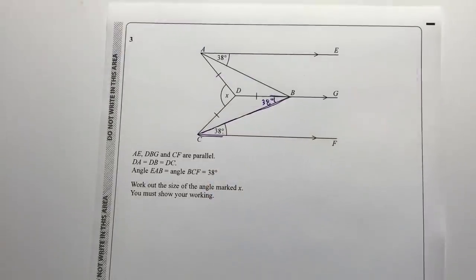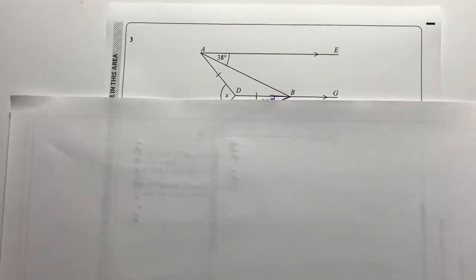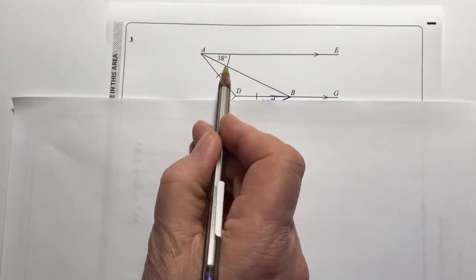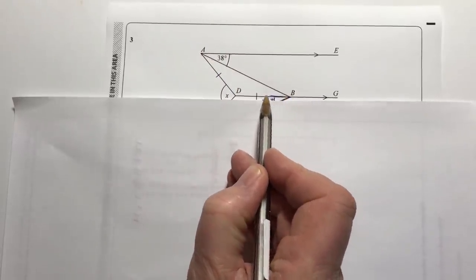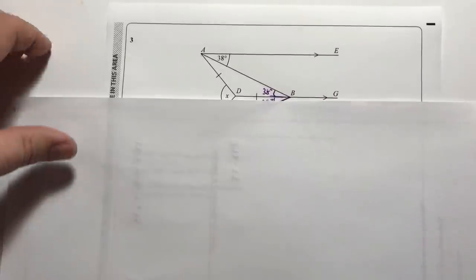And the same holds for the top. So if I just cover that at the top here, maybe a little bit easier to see on the video, I've got 38 degrees here coming down, and I've got a Z shape here, so this is also 38 degrees.